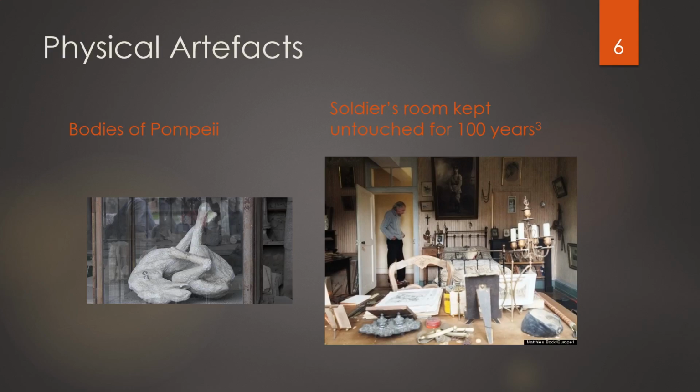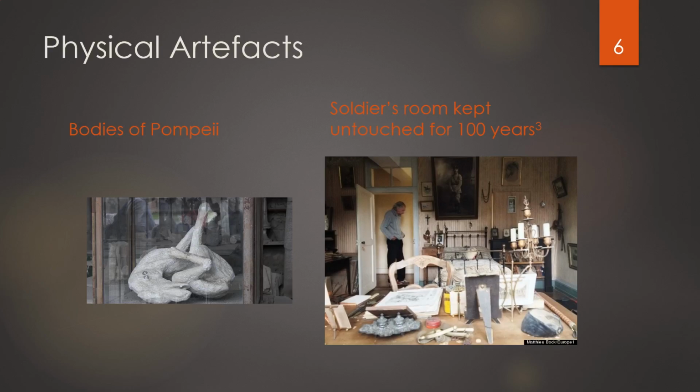All right, so physical artifacts. There are so many different ways that we can gather data from physical artifacts. The first we've got on the left are the bodies of Pompeii. So you may know that there was a civilization at Pompeii that was destroyed when a volcano suddenly erupted and covered the whole area in really hot ash. But what this also did is that it encased all of the people there in the ash, and so we can actually see what they looked like, where they were at the time of their deaths, and what they were doing.